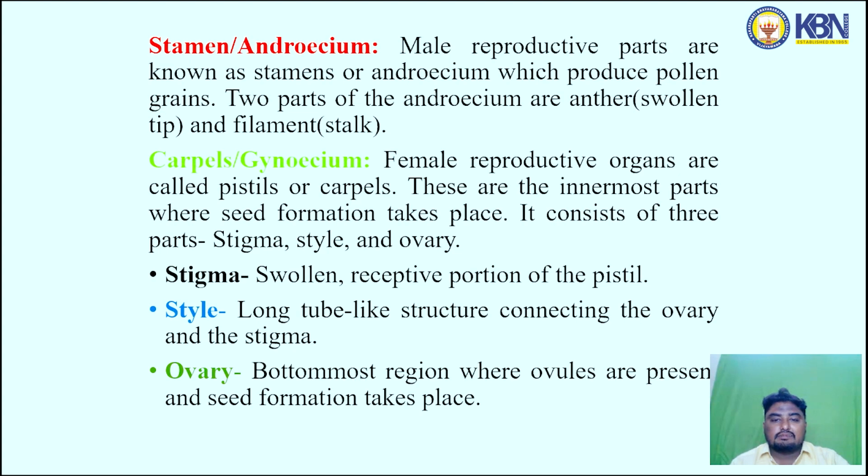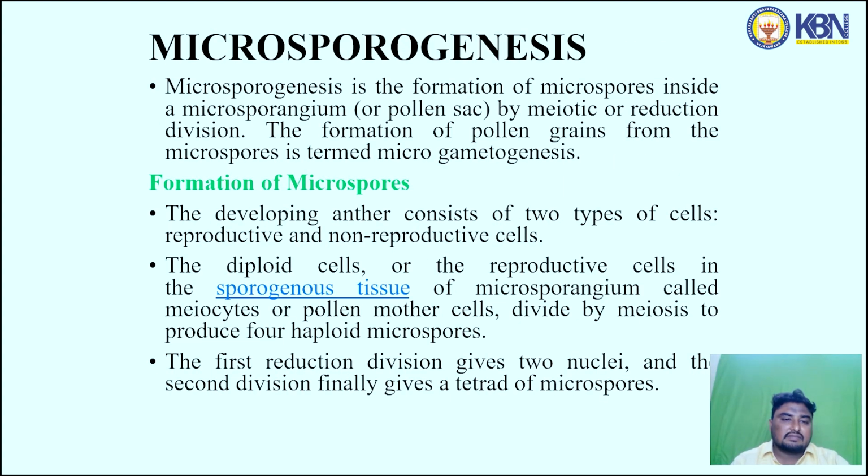Carpel or gynoecium. Female reproductive organs are called pistils or carpels. These are the innermost parts where seed formation takes place. It consists of three parts: stigma, style, and ovary. Stigma, the swollen receptive portion of the pistil. Style, a long tube-like structure connecting the ovary and the stigma. Ovary, the bottommost region where ovules are present and seed formation takes place.